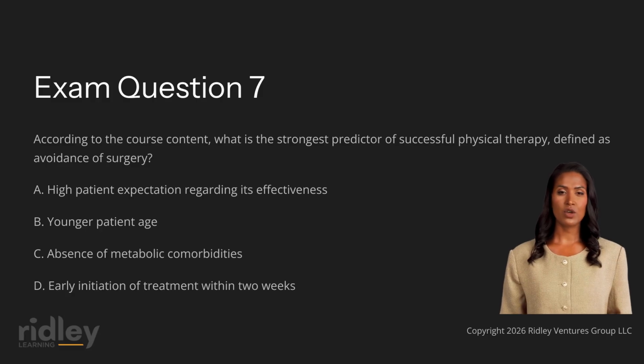Question 7. According to the course content, what is the strongest predictor of successful physical therapy, defined as avoidance of surgery? The correct answer is A, high patient expectation regarding its effectiveness.